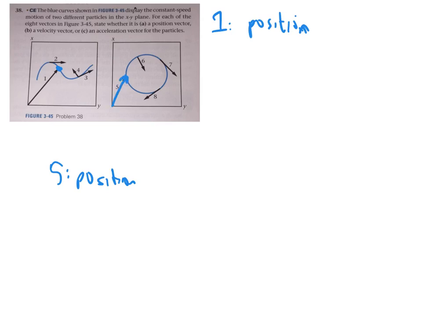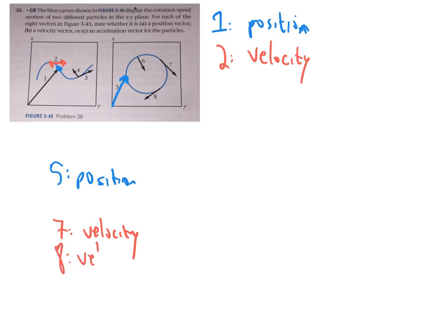If we look at vector 2, it points tangent to the curve. So the particle had been here and then moved to the other blue dot, and we know that the velocity vector is always tangent to the curve. So 2 is a velocity vector. And looking over on the other side, we see that 7 is also a velocity vector. It's tangent to the curve. And so is 8. So we're basically halfway done, accidentally on the way.